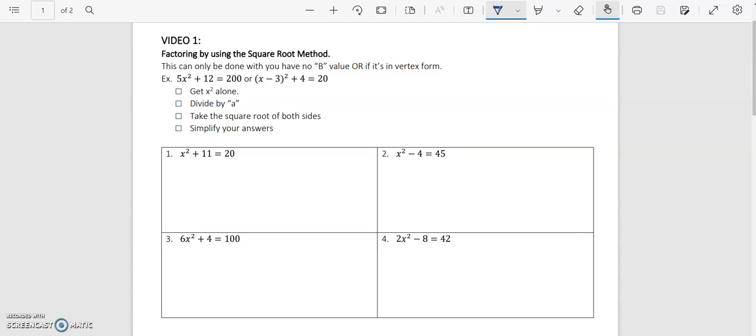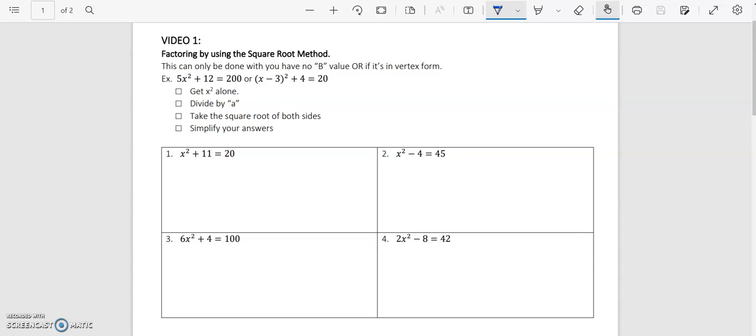There are 4 steps to solving this. Now these 4 steps are tentative. They could be modified in different orders, or you may not do all of these steps. But we are going to use those as our guide. So our first guide is to get x squared alone. We need to get that separated from any of the other terms and constants.